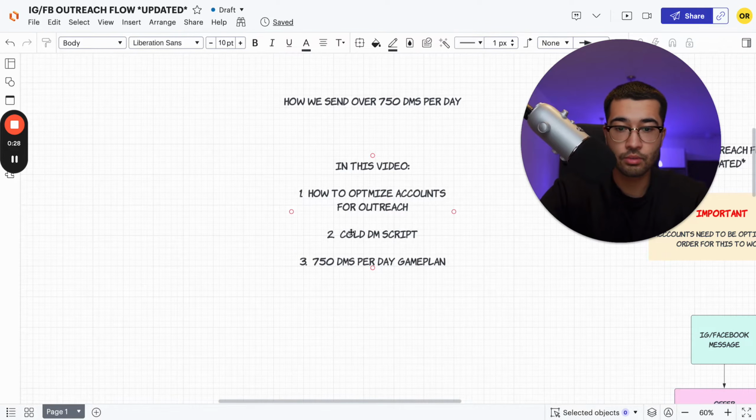Okay. So first off, we're going to go over how to optimize the accounts because this is a big mistake. Everyone's focused on the script. The script is completely useless if your accounts are not optimized. What's the first thing you do when someone sends you a random DM? You don't answer the DM, you go on their account to see who the hell is this person. So it's very important that the accounts are optimized.